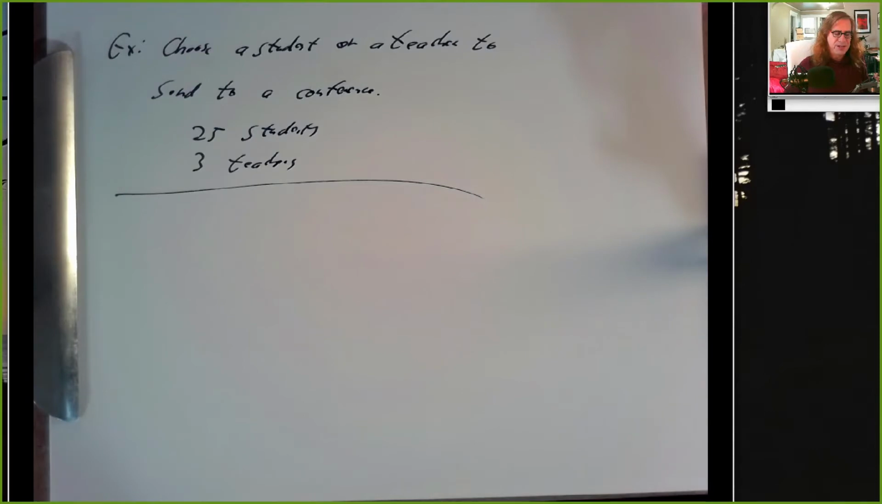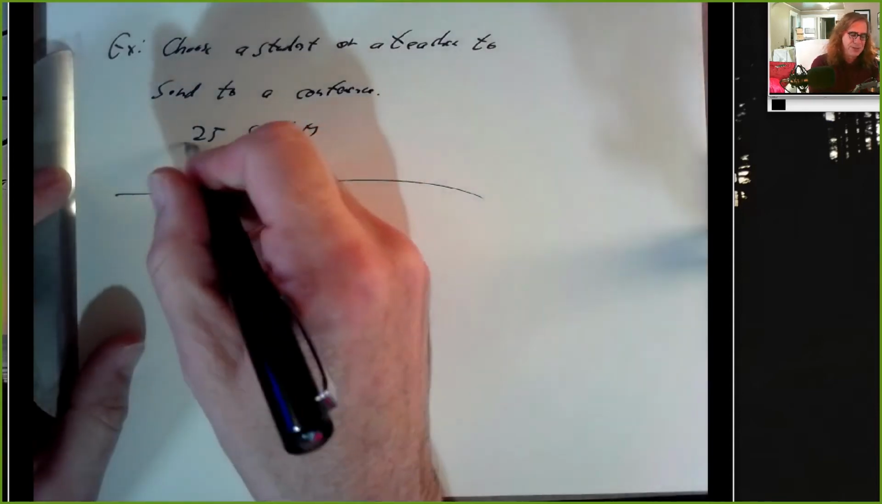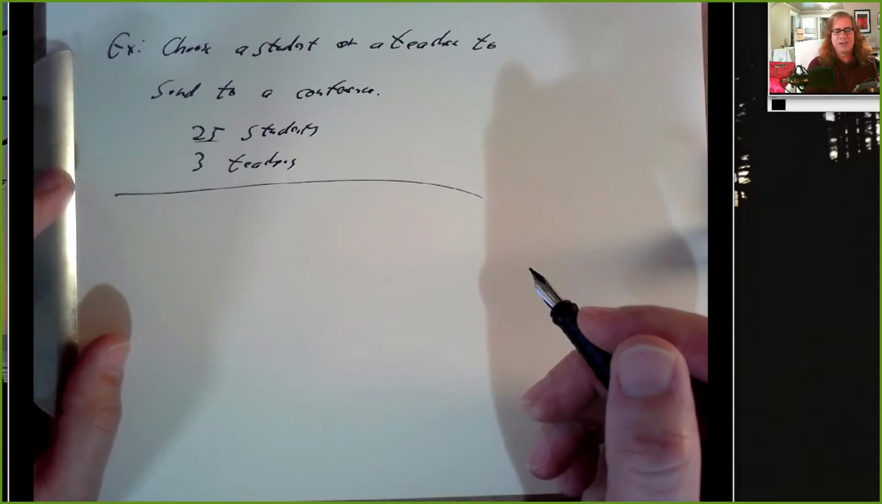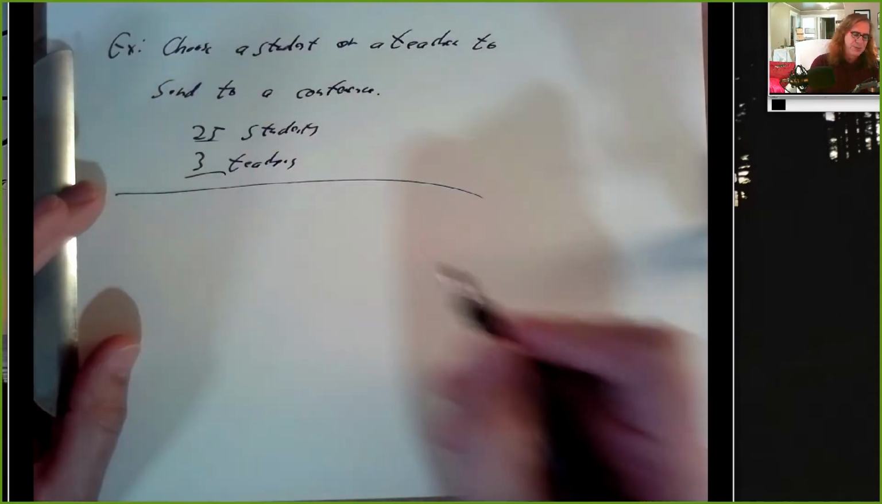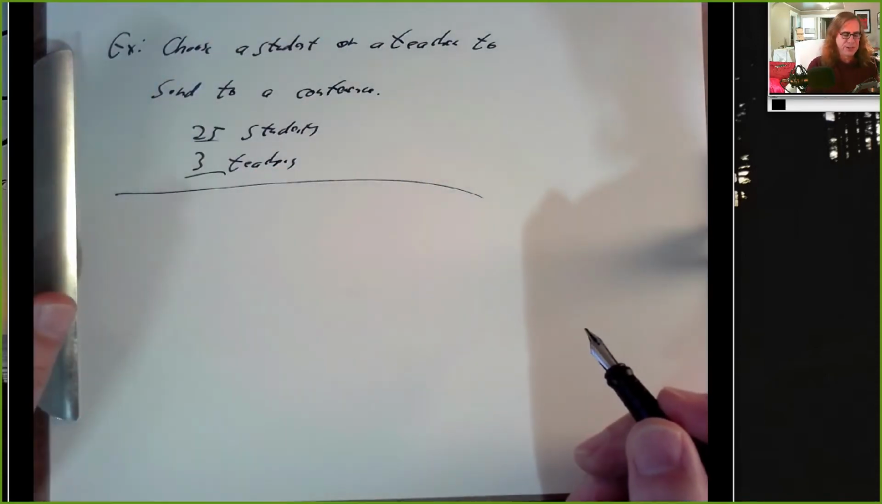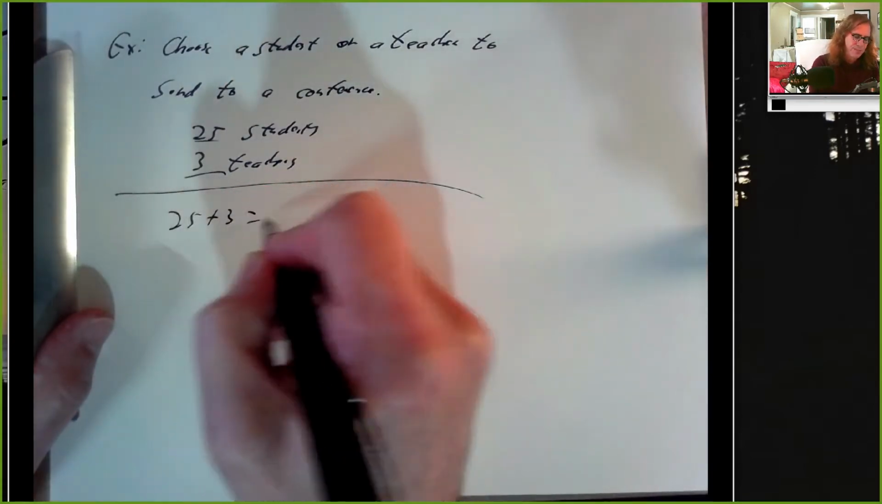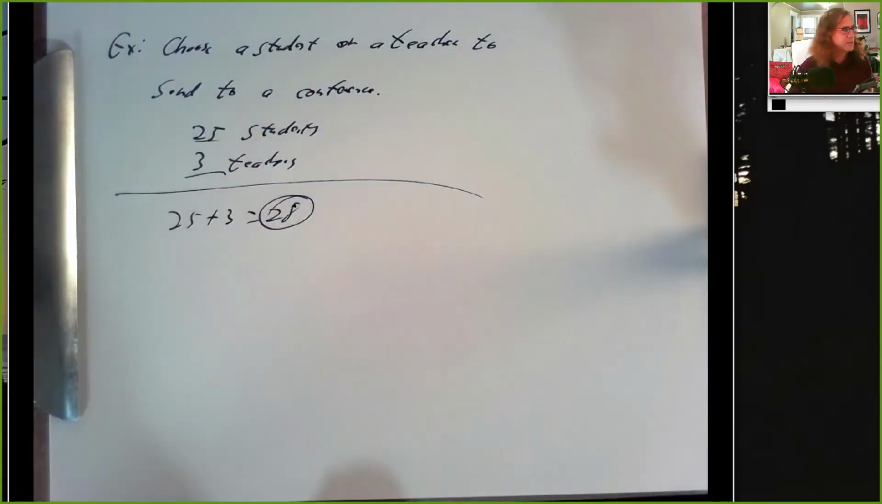Well, you can complete this task by either choosing a student, we'll call that task T1, or choosing a teacher, T2. You don't have to do both, you just have to do one of those. Well, the number of ways you can choose a student, there's 25 students, there's 25 ways you can complete that task. There's 3 teachers, the number of ways you can choose a teacher, there's 3 ways to do that. And so the total number of ways is the sum, which is 28.